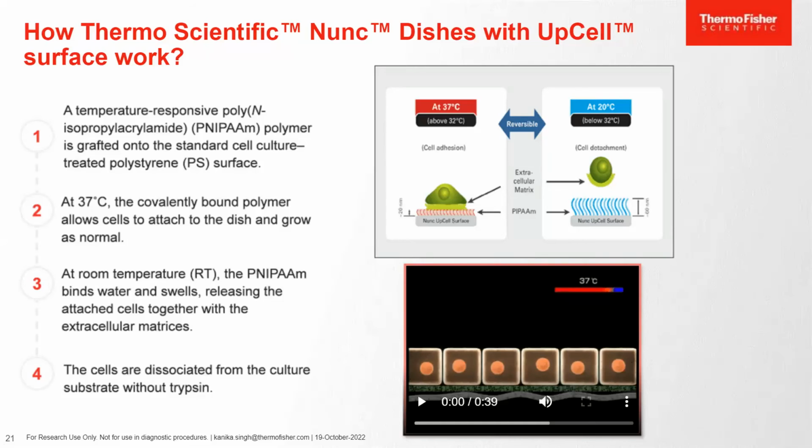You need not add any trypsin or any other dissociation reagents to dissociate your cells, but just by the reduction of temperature, you can take off your cells. So along with the cells, the ECM also comes. So as you can see here, at 37 degrees, the cells were attached, and once the temperature is reduced, the cells will dissociate along with their ECM.